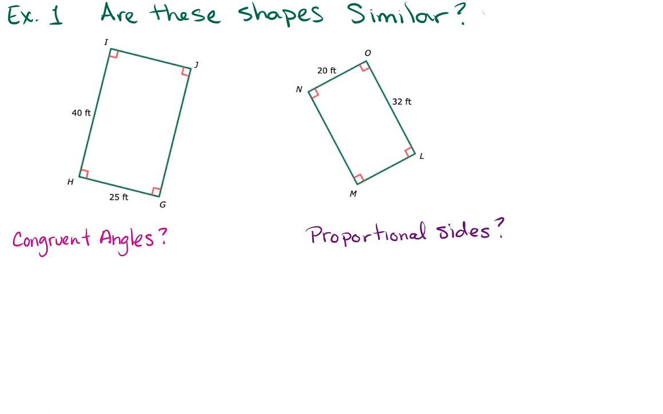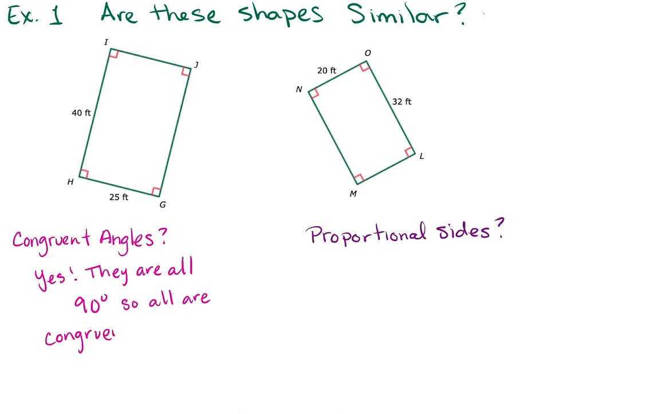So I can connect I, J, G, and H from the left figure with any of the angles in the right figure. So I'm going to say, to answer the question down here, congruent angles, yes. All of the angles match, so they are all congruent to each other. They are all 90 degrees. So all are congruent to each other. Okay.